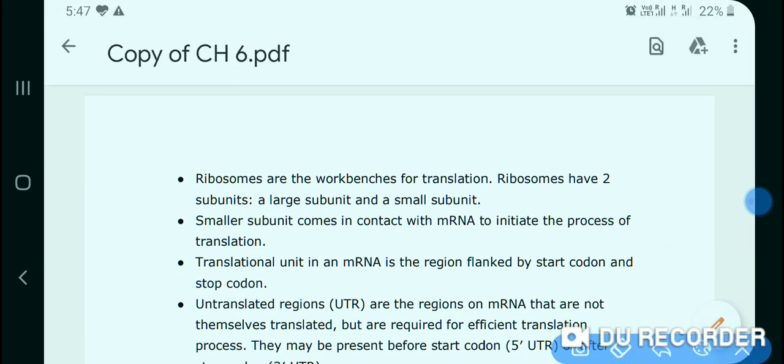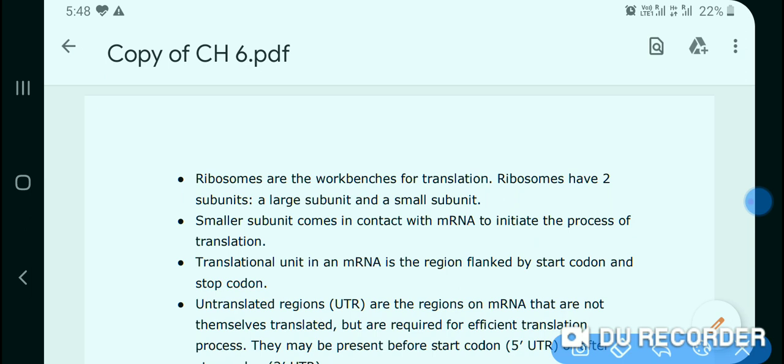Then ribosomes are the site of protein synthesis. Ribosomes have two subunits, a larger subunit and a smaller subunit. The larger subunit contains a cleft through which the polypeptide which is formed during the translation is shed off or removed, and the smaller subunit comes in contact with the messenger RNA to initiate the process of translation.